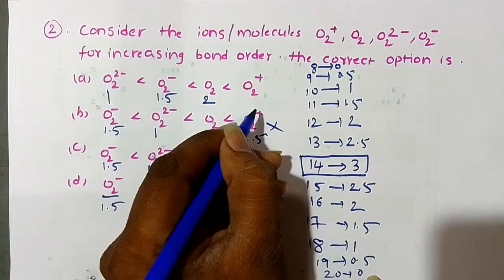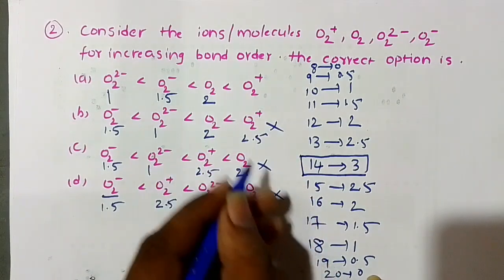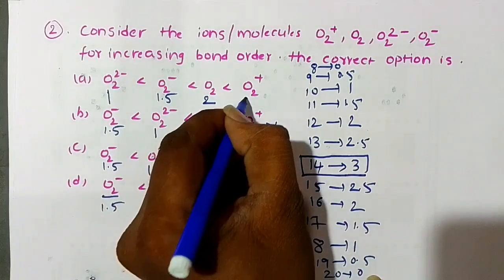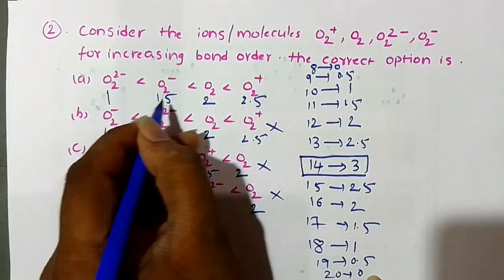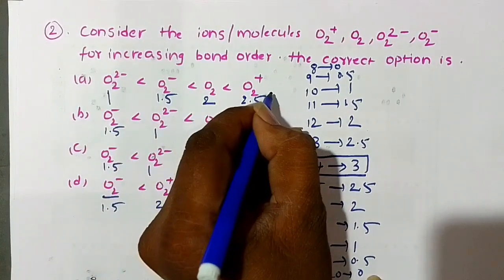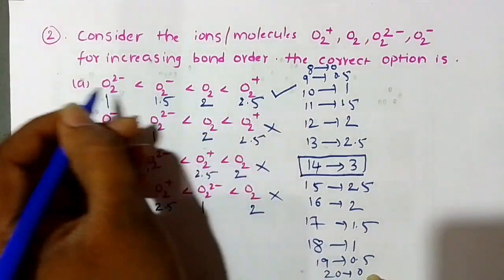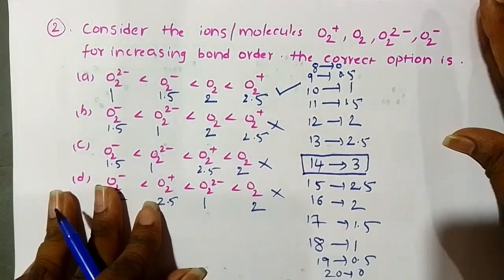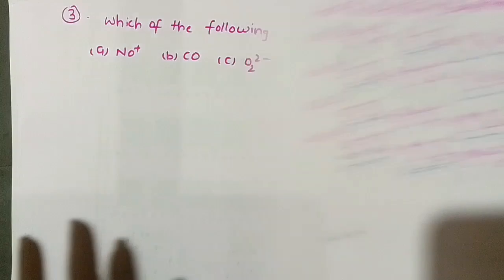O2 positive means 15 electrons, the bond order is 2.5. 1, 1.5, 2, 2.5. This is the correct bond order. The option is A. Now move to next question.